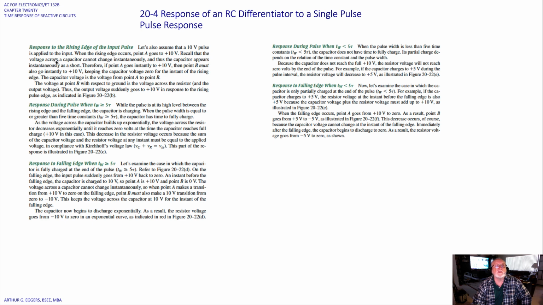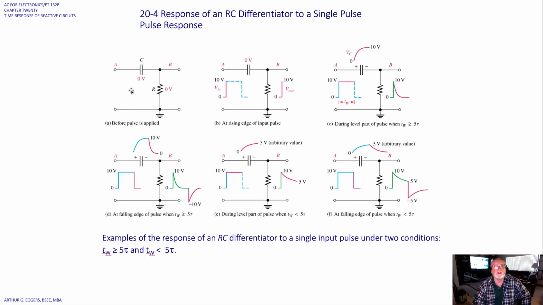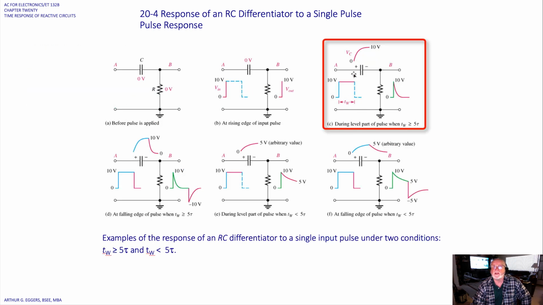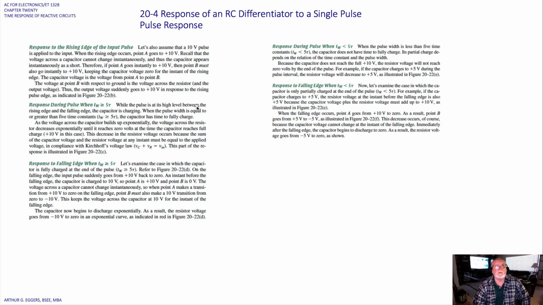Recall that the voltage across the capacitor cannot change instantaneously, and thus the capacitor appears instantaneously as a short. So that's what's going on here. There's no instantaneous rise across the capacitor, you can see that it is actually exponential. Therefore, if point A goes instantly to plus 10 volts, then point B must also go instantly to 10 volts. So we can see that here. We've got 0 to 10 volts corresponding to the 0 to 10 volts at the input.